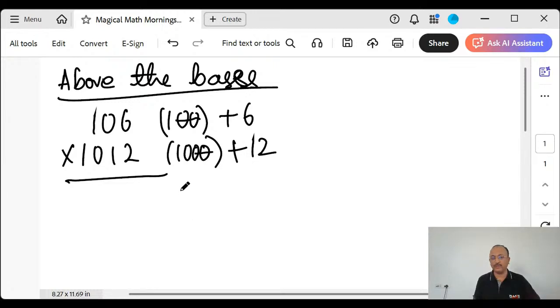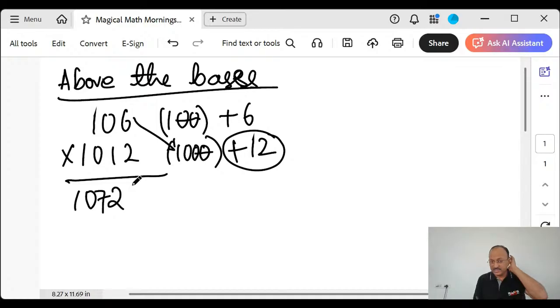Here 2 zeros we are going to cancel. And among these two numbers, the smaller number we'll consider, multiply with the remaining zeros, means 106 into 10, that is 1060. For that you are going to add this. Instead of directly adding, what we do, the left out 0 will multiply, 1060 plus 12. What you will get? 1072. This is the left hand part.